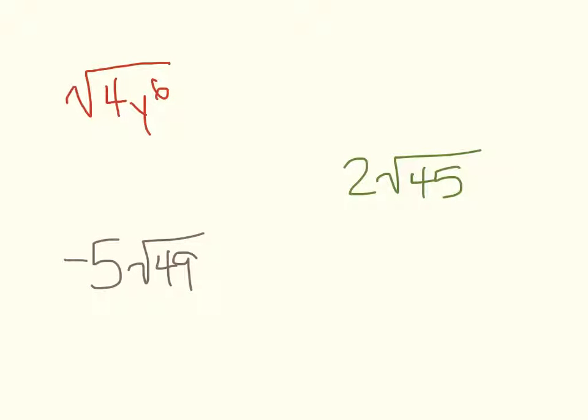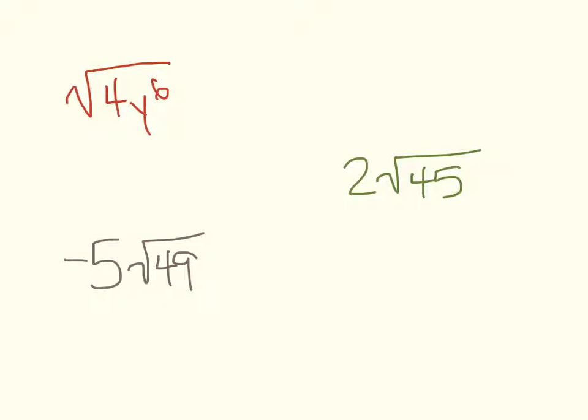This is Unit 7, Day 2. We are talking about simplifying radicals. These are 3 questions from the homework that I'm going to work through with you. The first is radical 4y to the 6th.